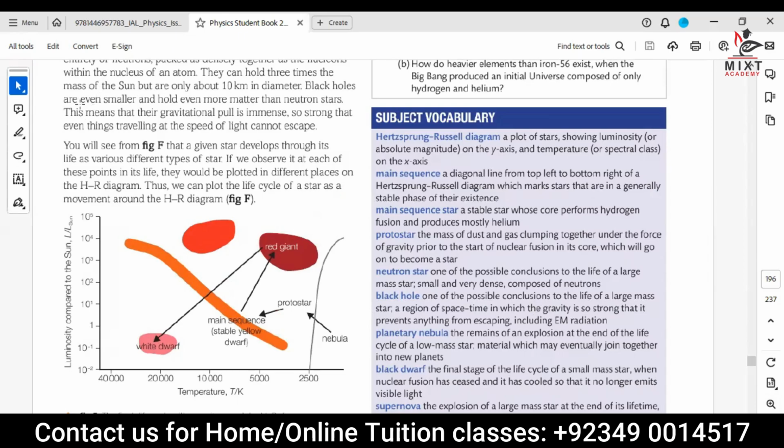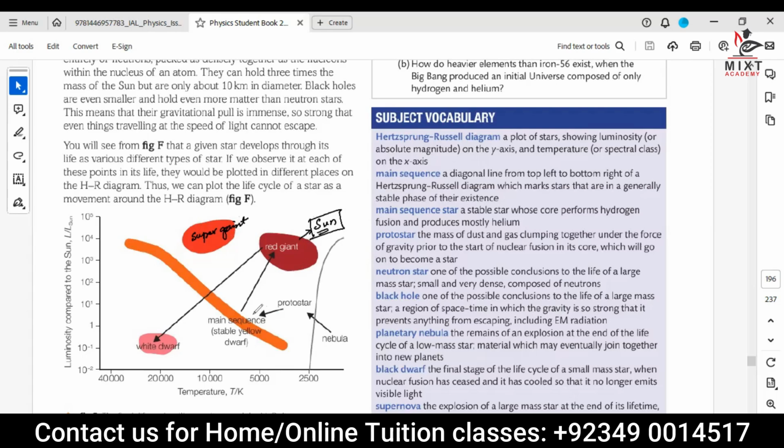Now, here we have the red giant and we have the supergiant. I don't know why they haven't written it, but it is a supergiant here. Basically, our sun is a red giant. Remember that.